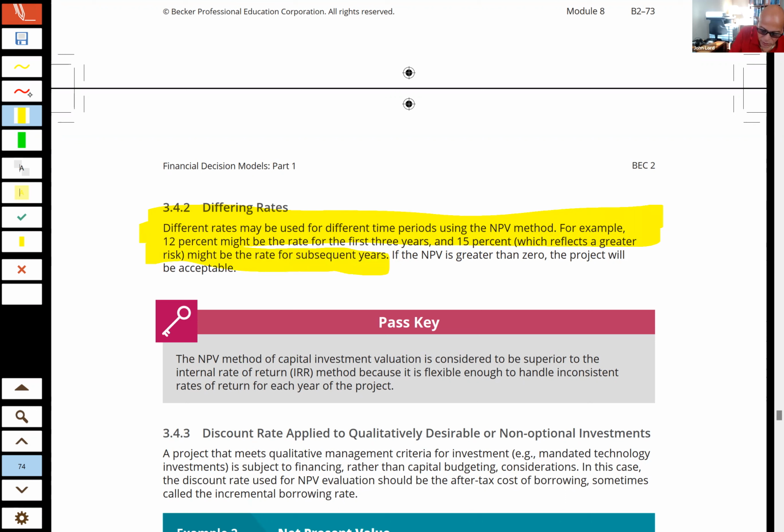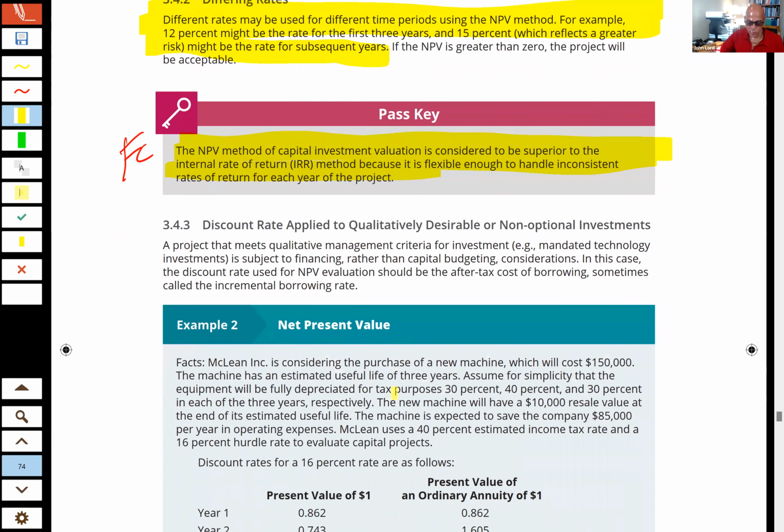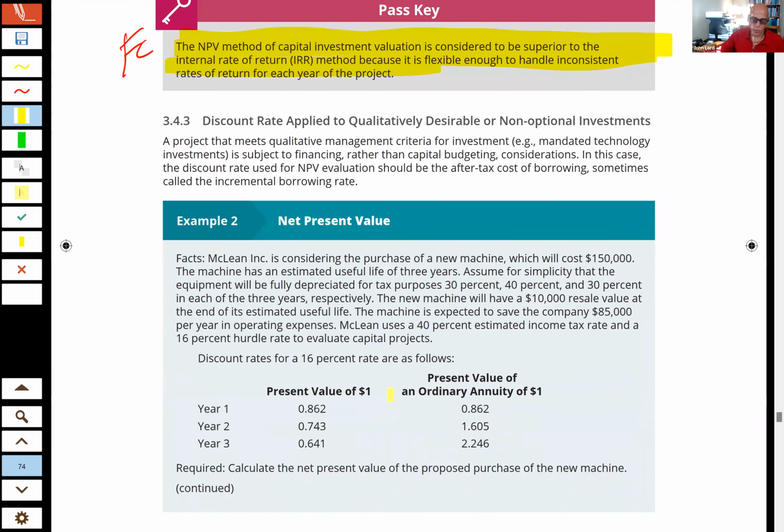Now let's flashcard this, and I've kind of already stated this: the net present value method is considered to be superior to one that we'll look at in a little while, internal rate of return, because it's flexible enough to handle inconsistent or changing rates of return, which is probably more realistic, and differences in the cash flows over the different years. So net present value is much more flexible. I think you'll see that particularly when we look at the internal rate of return method.